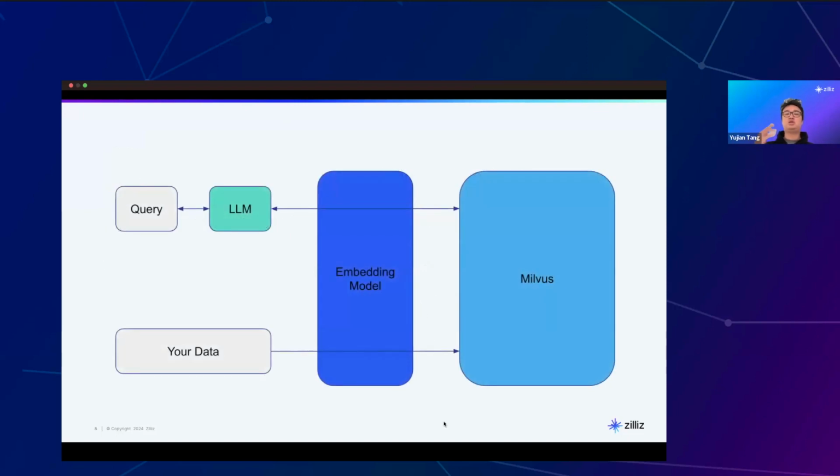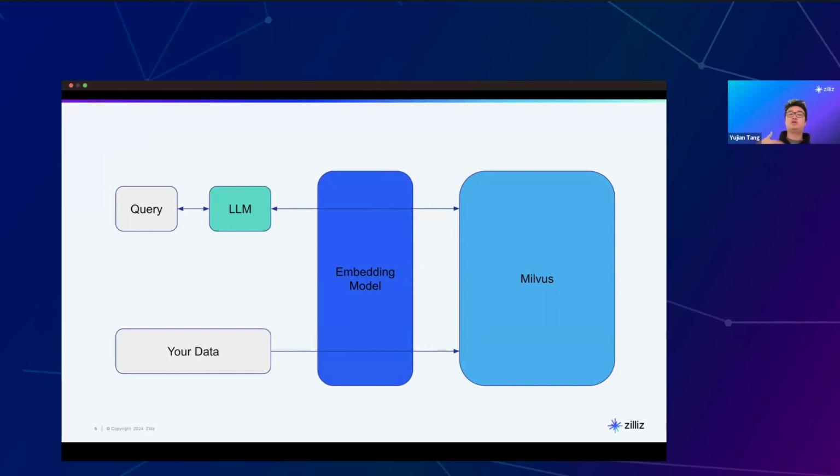So this is a general picture of a RAG setup, right? We're going to start at the bottom left-hand corner where it's your data. And basically in a RAG setup, you take your data and you run it through an embeddings model. The embeddings model will generate vectors, and those vectors will go into a vector database like Milvus.